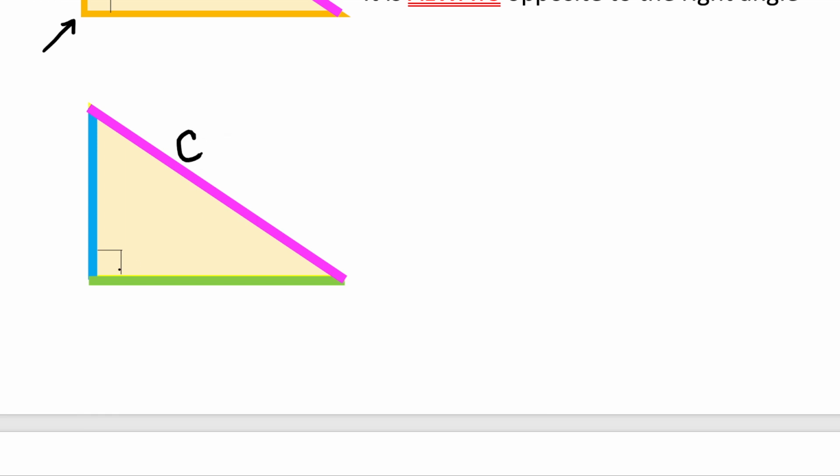Okay, so once we have identified our right angle in our triangle, the opposite side is going to be C. And then the other two shorter sides are going to be called A and B. It really doesn't matter which one is A and which one is B, as long as you are consistent, that if you called this side A in one exercise, it continues to be A for the whole problem. But it doesn't matter which one you pick here.